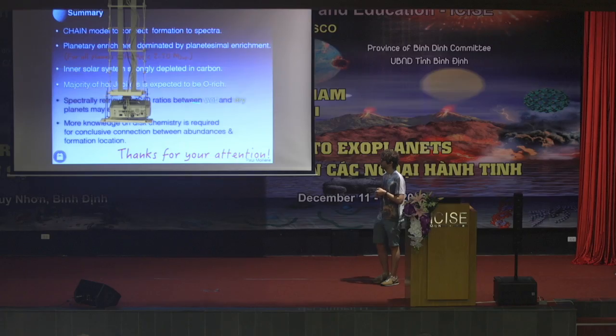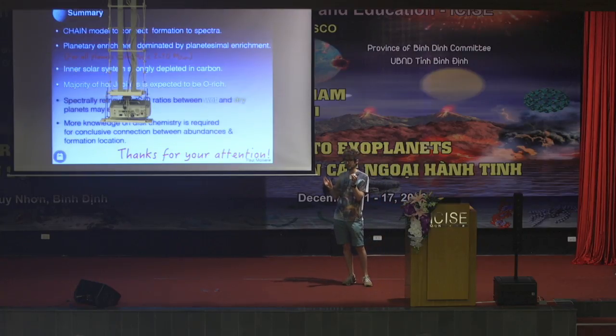And we might be able to retrieve C/O ratios between planets that formed inside the ice line or outside the ice line. But in order to know which values we have to connect to the formation location for the wet planet, we have to know more about the disk chemistry.